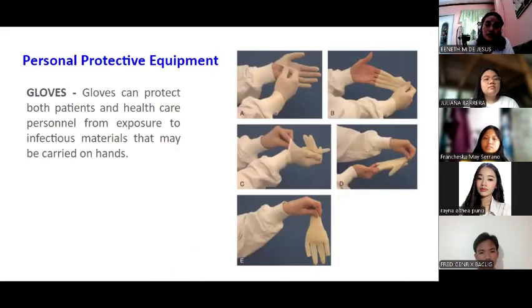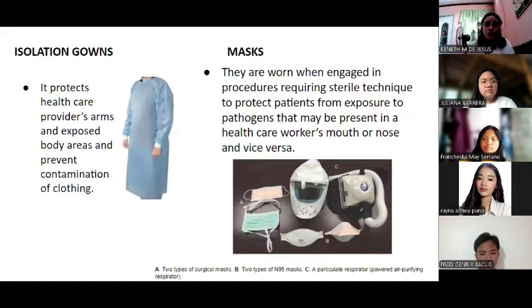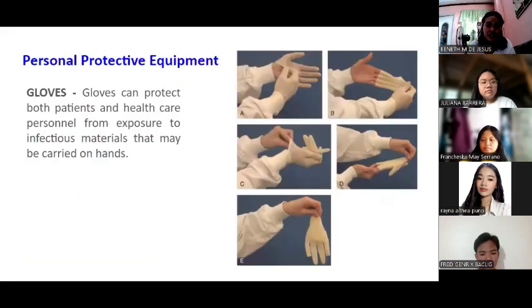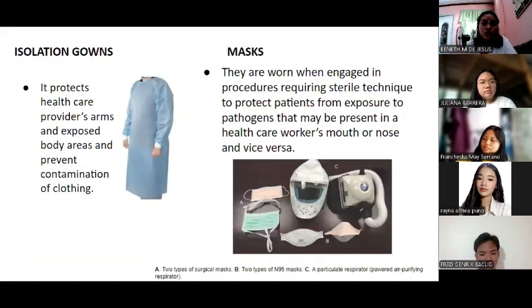So, ayun nga, magsusuot natin ng PPE, gloves, napaka-importante nito kasi paghahawak tayo ng mga mucous membrane or intact skin, kailangan yan. Then, next slide please. Isolation gowns, kasi syempre galing tayo sa labas. Para maproteksyonan yung ating damit, para maproteksyonan din yung patient natin.